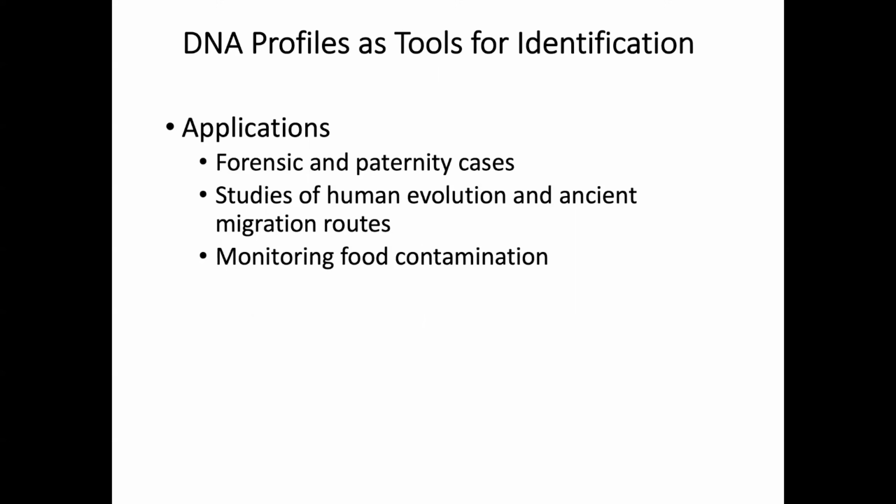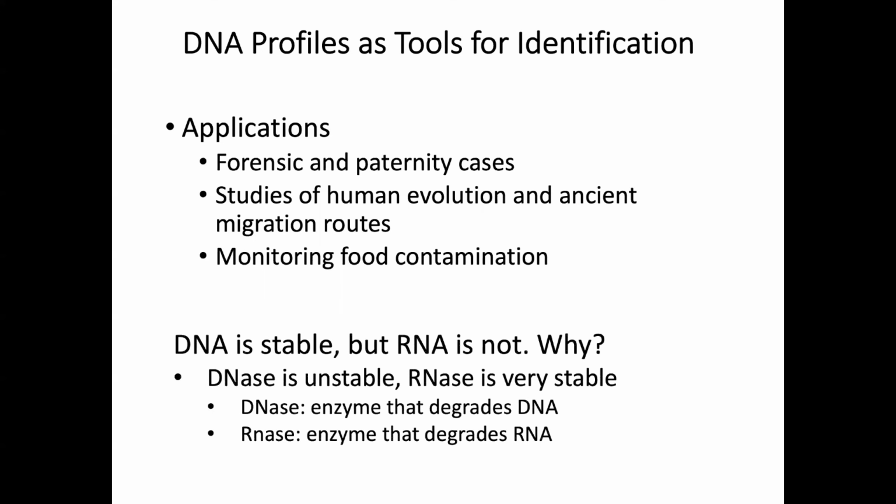But how come DNA can be preserved for so long? One reason is that the enzyme that degrades and destroys DNA is named DNase, okay? This enzyme is very unstable and easily loses activity in air or warm temperature. Also, DNA is double-stranded, so structurally, DNA is much more stable than RNA, okay?